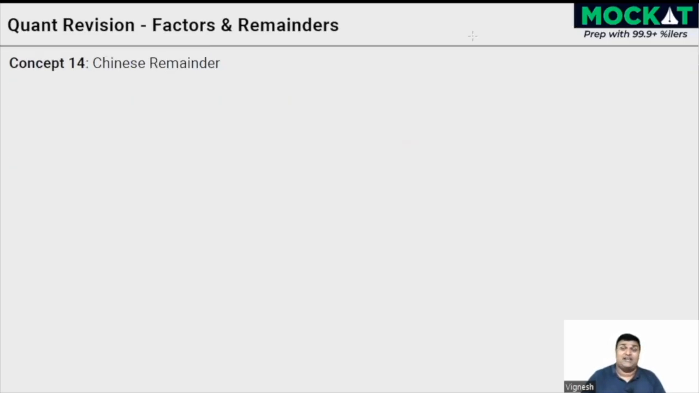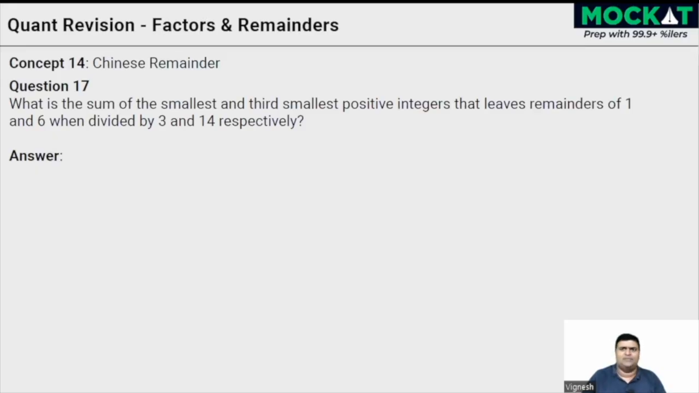On to this thing called Chinese remainder. When do we use it? Whenever this link doesn't happen, I mean, there's no common remainder or common negative remainder, something like this. What is the sum of the smallest and third smallest positive integers that leave remainders of 1 and 6 when divided by 3 and 14 respectively, right?